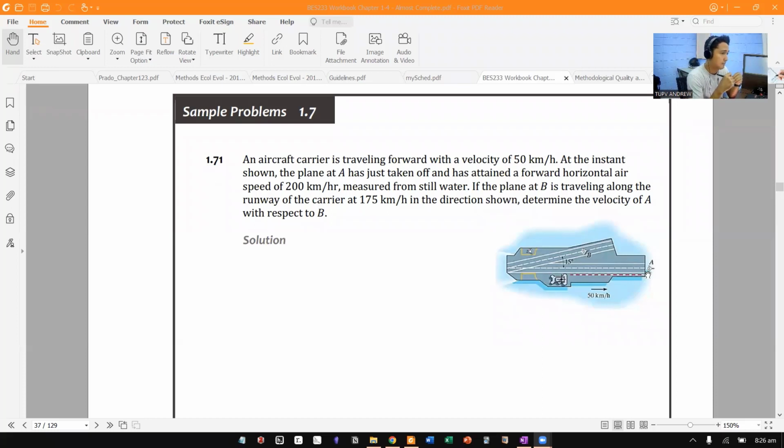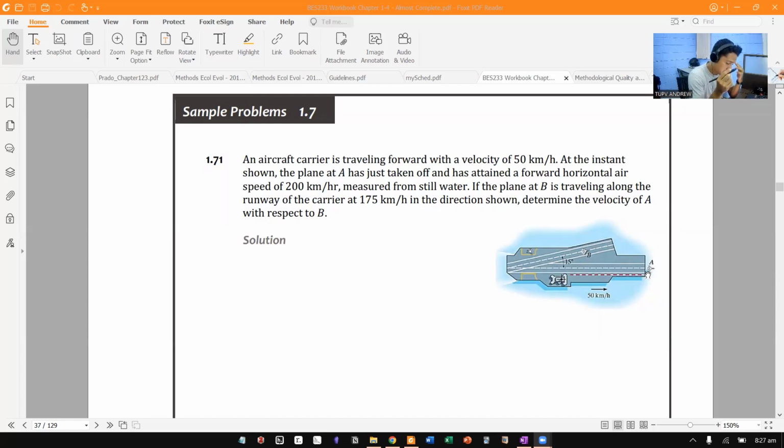Okay, so let's have our first example. Let's read it. An aircraft carrier is traveling forward with a velocity of 50 km per hour. At the instant shown, the plane at A has just taken off and has attained a forward horizontal airspeed of 200 km per hour, measured from still water. If the plane at B is traveling along the runway of the carrier at 175 km per hour in the direction shown, which is a 15 degrees deviation from the direction of plane A, determine the velocity of A with respect to B.